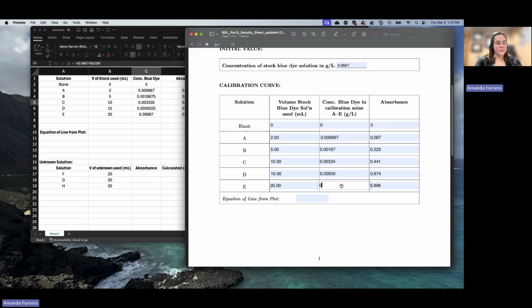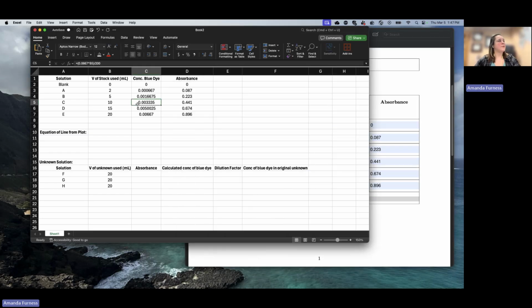All right, and then my last one is going to be 0.00667. Okay. So now I have my concentrations filled in. Like I said, these should all have 3 sig figs because our stock concentration had 3 sig figs. All right, I'll go back to Excel.